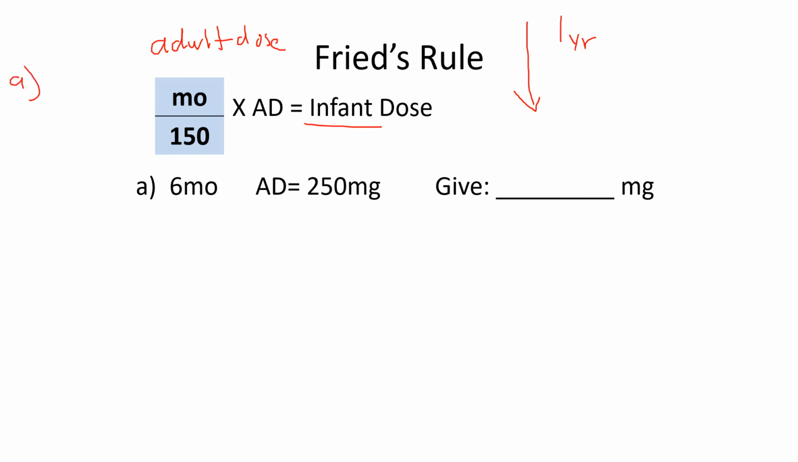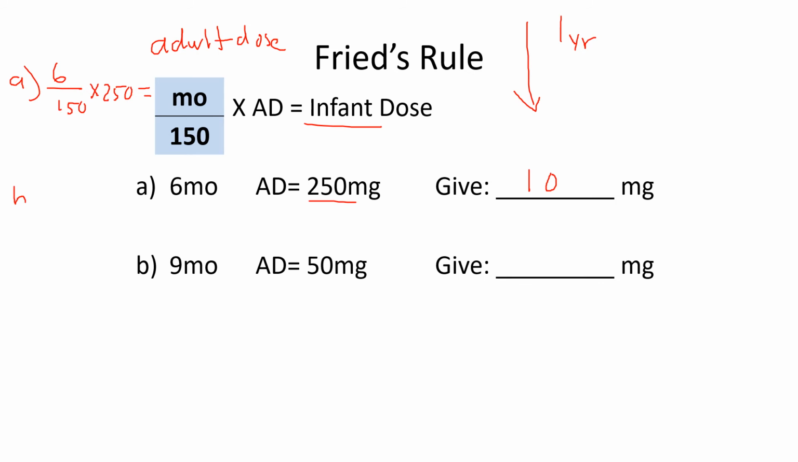So for A, all you do is put 6 over 150 times 250, and you are done. How many milligrams? 10. So you get 250, 6-month-old only gets about 10. B, do it the same way. Put the months over 150 and multiply by the normal adult dose. How much would you give baby B?